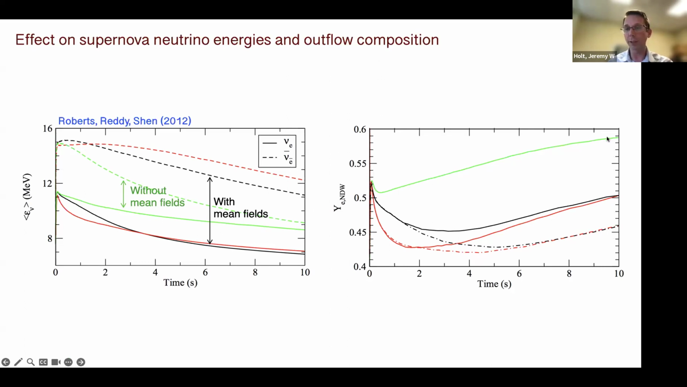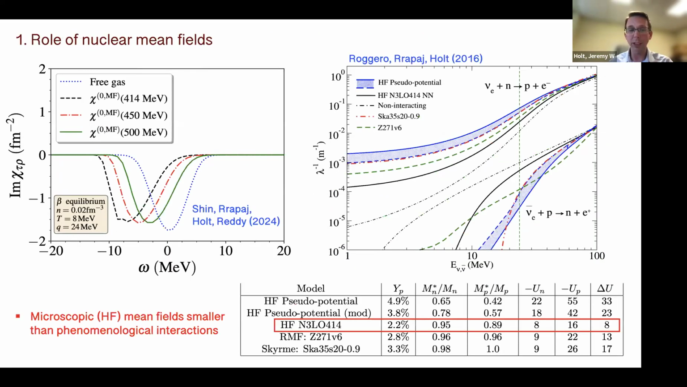So again, without mean fields, you see that the ejected matter is proton-rich. But since we've basically enhanced the energy difference between neutrinos and antineutrinos, the antineutrinos, since they have greater energies as they come out, can convert more protons into neutrons, and hence you see that there are conditions that could be favorable for, say, a weak r-process. The neutron fraction is larger. Okay, so those are some of the impacts of mean fields on simulations.